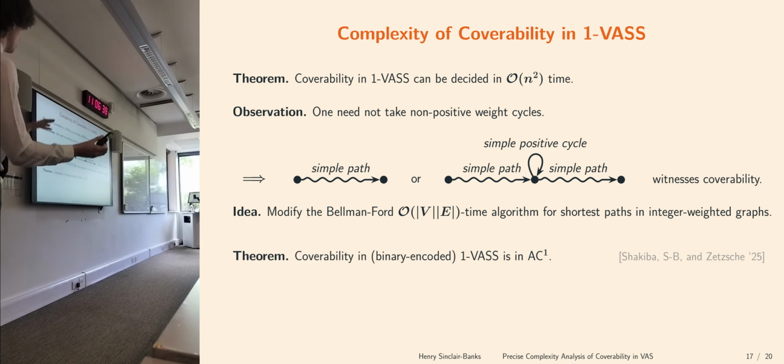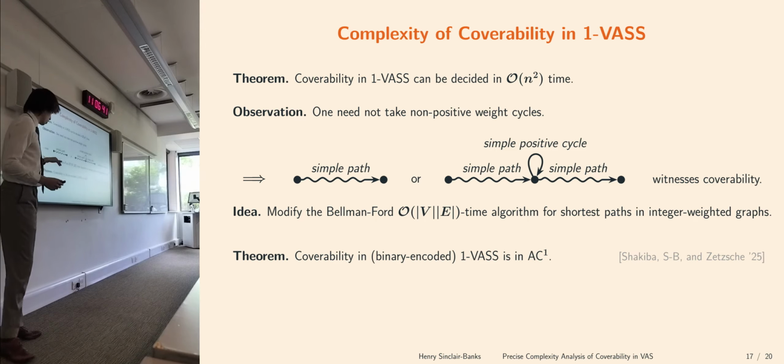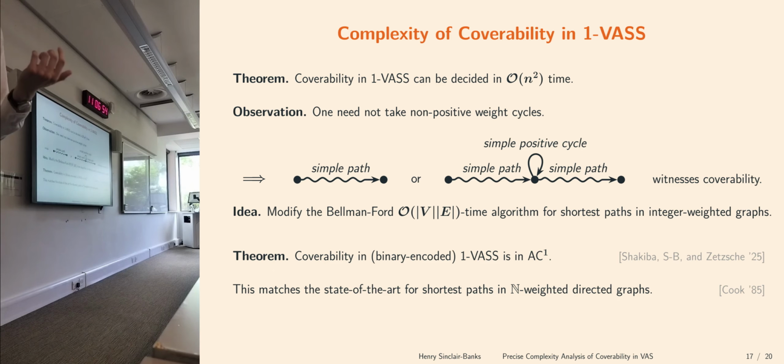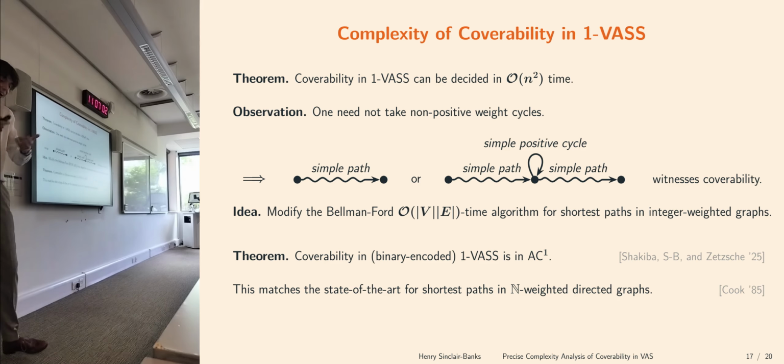And on the other side, for the complexity of one VASS, recently we've shown that coverability in one VASS can be decided in AC1, even with binary encoded edges. I'm not going to talk about binary encoding much. I think the combinatorial ideas don't require this. And this is pretty much optimal, let's say optimal to the literature. If you have natural weighted directed graphs and you ask for shortest paths between them, it's kind of like coverability when you multiply by -1. The state of the art is that this is in AC1 from Cook in 1985. So if you improve our algorithm for coverability in one VASS, it'd be a bigger deal. I think that people outside of our VASS community would really like to see this.